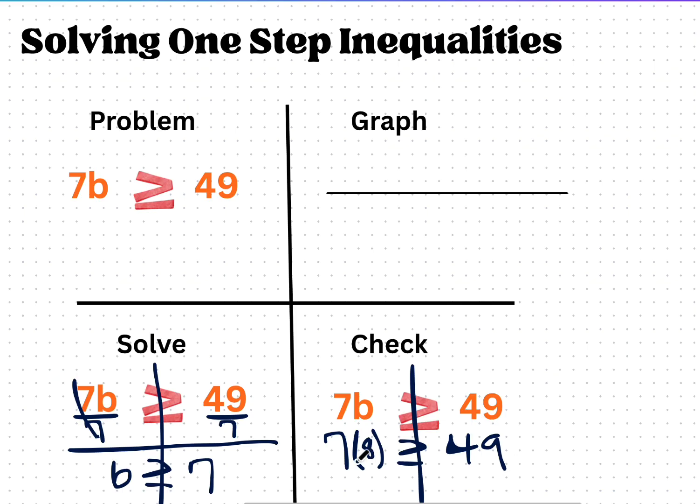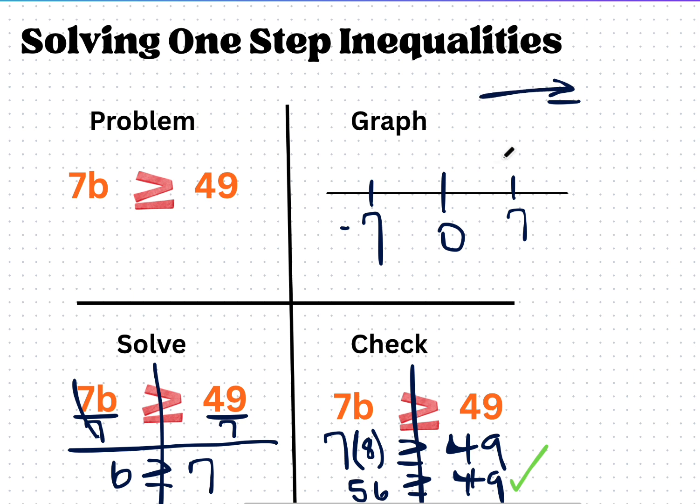So now I'm going to solve the left side of the equation. 7 times 8 is 56. And then I'm going to keep the sign greater than or equal to 49. So then I have to ask myself, is 56 greater than or equal to 49? Yes, I'm correct.